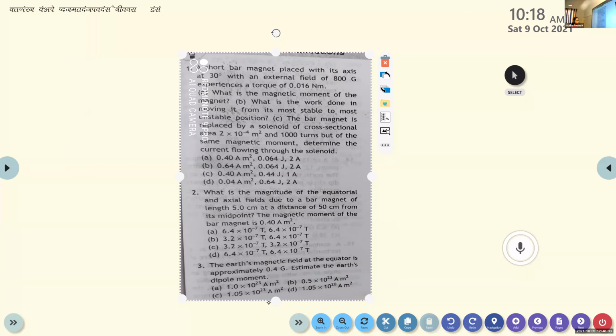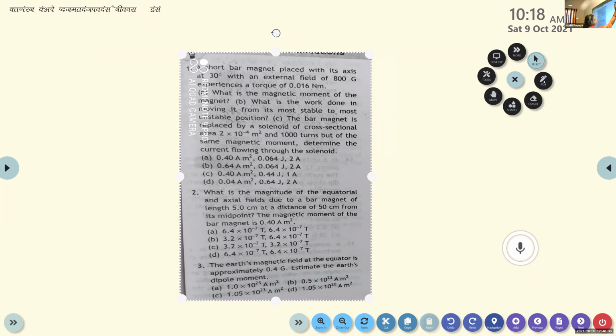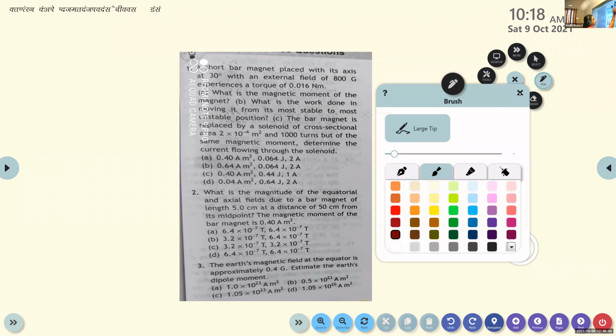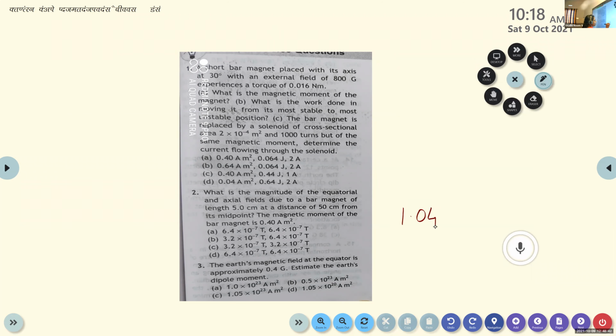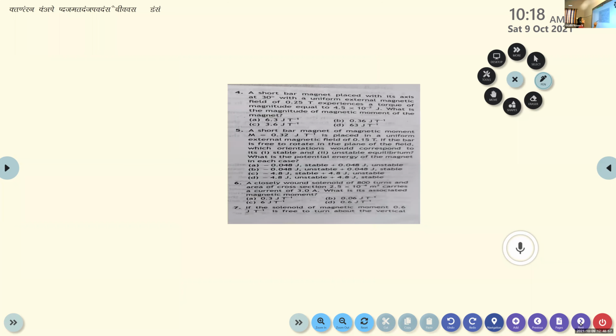Whenever we do the calculation, we get an answer like 1.048 into 10 raised to 23. But if you are rounding off the digit, you get 1.05 into 10 raised to 23 ampere meter square. Right, option C. Now, the next question.